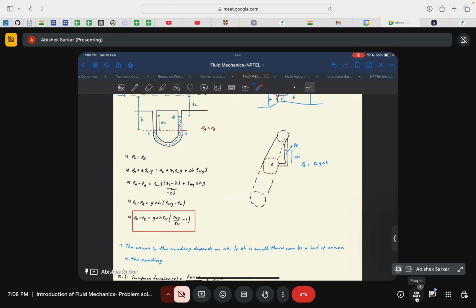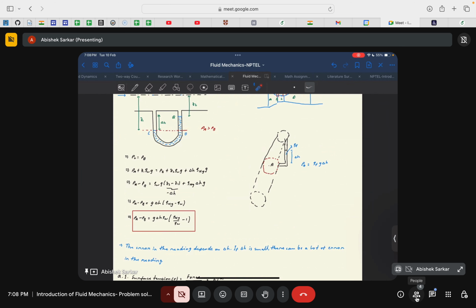If delta H was very small, for example, if the height increment was only at this point, then delta is very small. So there might be a chance that you might end up with some errors in the reading, because of, say, the meniscus surface. There might be some errors occurring during measurement.